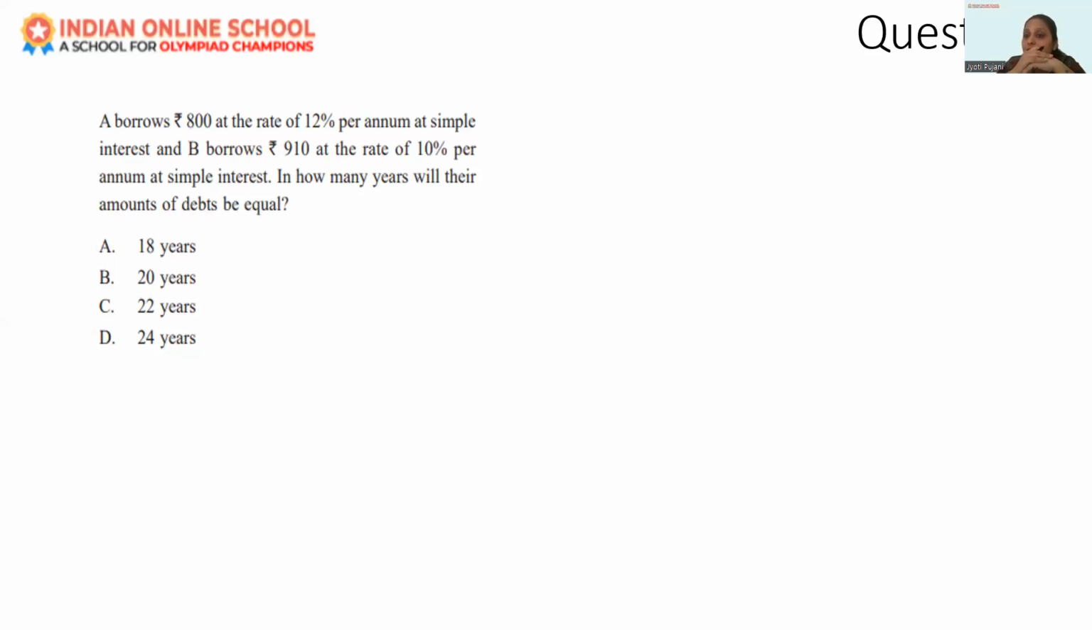So simple interest is the additional money. Okay. It is the additional money. Fine. So they are saying they have two persons, A and B. A borrows 800 rupees and B borrows 910 rupees. A borrows at 12% per annum and B borrows at the rate of 10% per annum, at simple interest. In how many years will their amount of debts be equal? Amount will be equal. Okay.